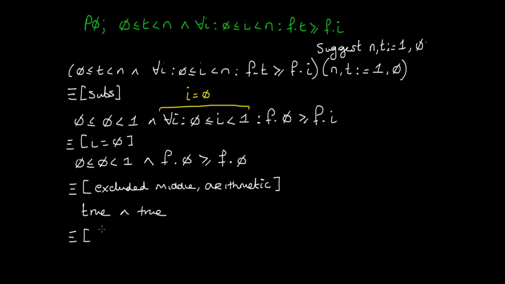Of course, under the laws of constants, true and true is true. So we end up with true for P0. So we now know that our suggestion of saying that n is equal to 1 and t becomes equal to 0 for initialization will work out.